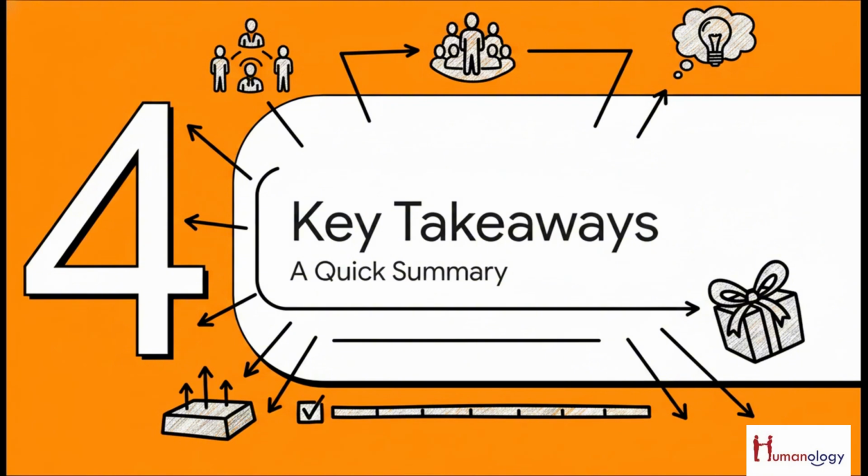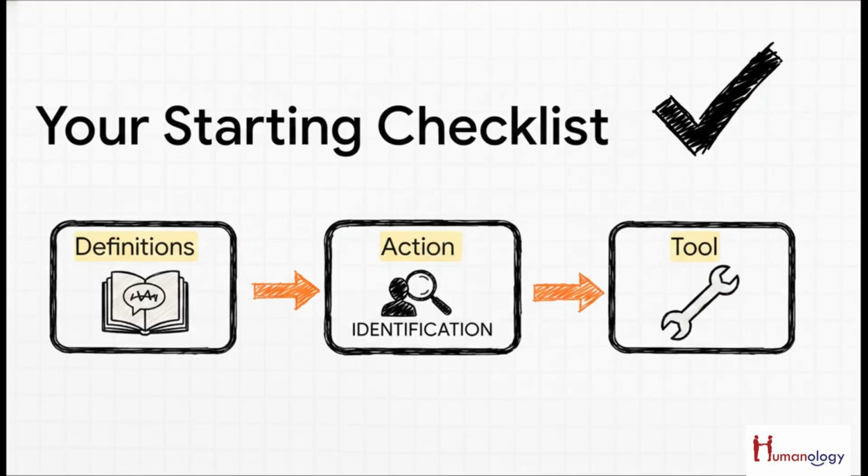Whew. Okay, we've covered a lot of ground pretty fast. So let's just pause for a second and lock in the main points. Here's a quick summary of what you really need to take away from this. Think of this as your starting checklist. First, you've got to know those key definitions. What's a stakeholder? What's stakeholder management? Got it? Second, always remember your very first move is identification. And third, the tool you're going to use to do that is analysis. So definitions, action, tool. That's your starting point.